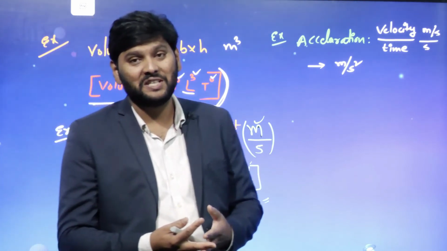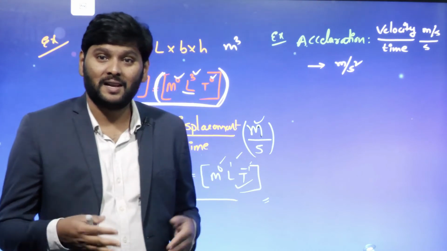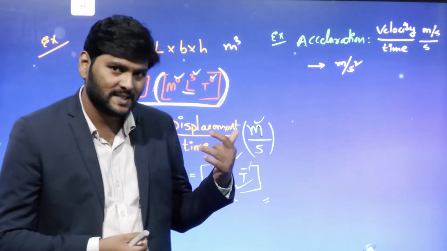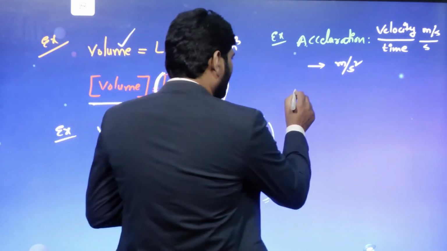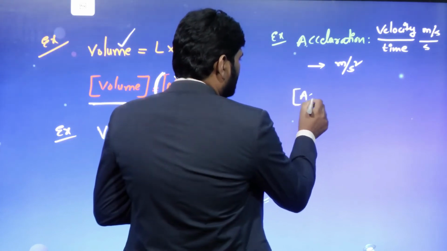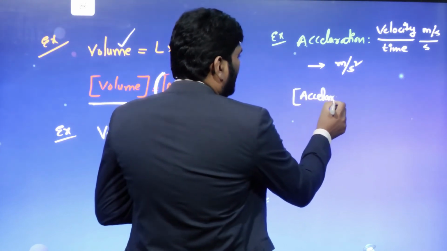Now you have the formula and you have the units also. Now how do you write the dimensional equation, the dimension formula, and how to express the dimensions? Look at here. I think you got how to write acceleration.